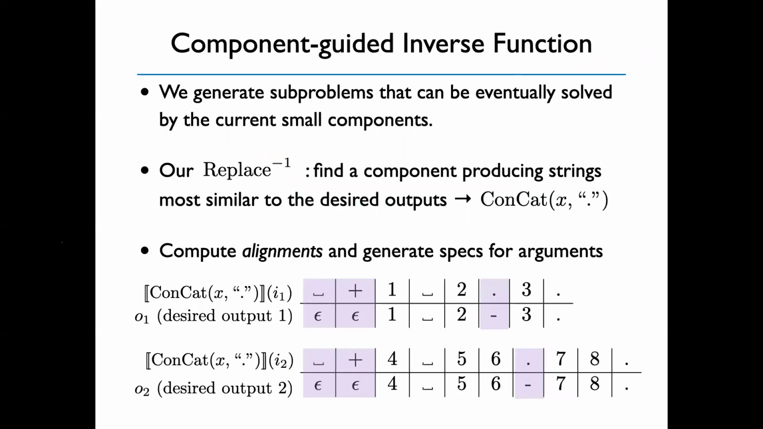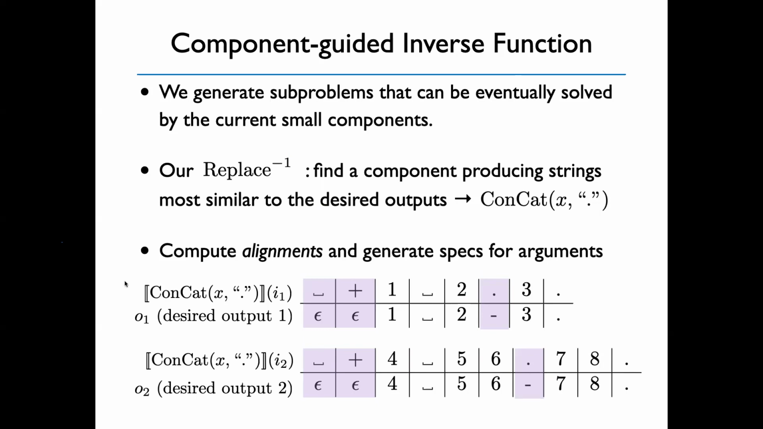We have devised an effective inverse function operator for string replacement. For the purpose of finding a small solution, we search for an expression in C which produces strings similar to O1 and O2 respectively, so that a minimal number of string replacement operations may result in the desired output examples. The similarity is defined by string edit distance. For each component, we compute the edit distance between each output and the desired outputs O1 and O2, and find out that concat of x and dot produces strings close to the output examples.